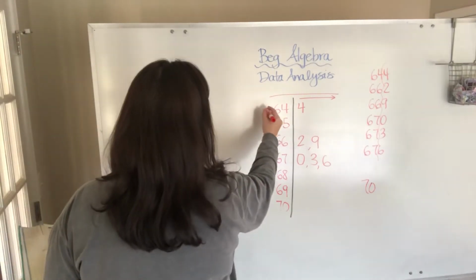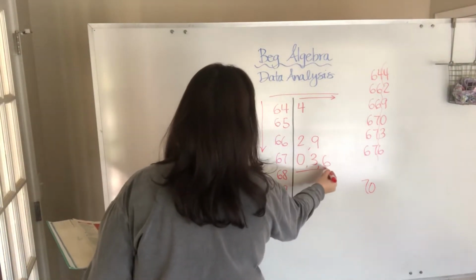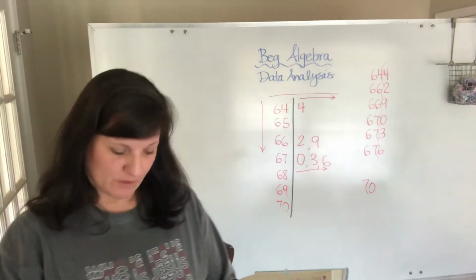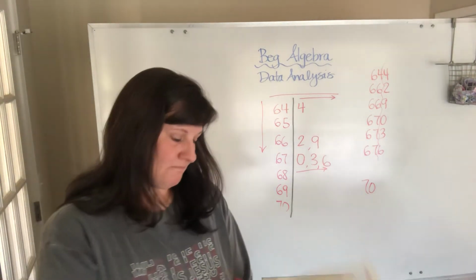These go from least to greatest. These go from least to greatest, okay? Math. Put it in order, okay? It's very important. So that's how you do a stem and leaf plot, okay?